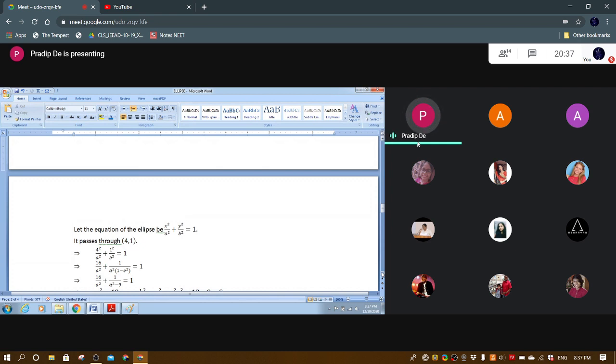If I take a square equal to p or m, suppose a square equal to m, so 16 upon m plus 1 upon m minus 9 is equal to 1. Find m, just like this. Yes, sir. 64 and 324. Are these the values of a square and b square?